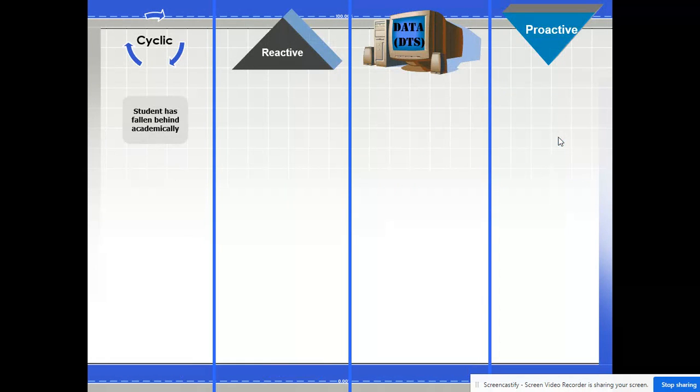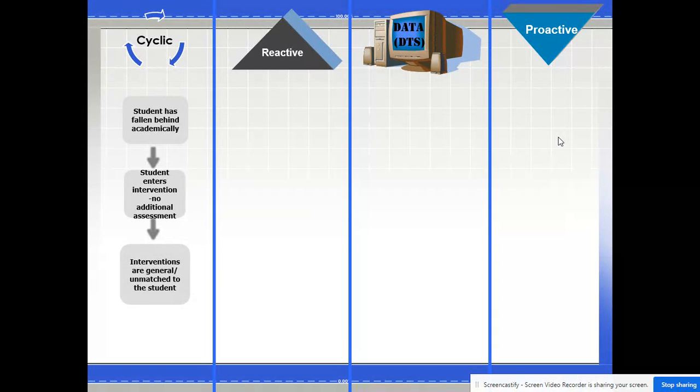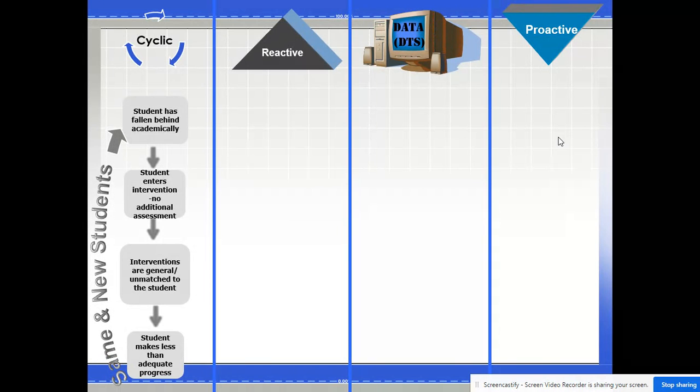All right, so now let's take a look at this from a school perspective. In cyclic, a student has fallen behind academically. The student enters intervention and no additional assessments. The interventions are general, unmatched to the student. The student makes less than adequate progress. So you have the same and new students.